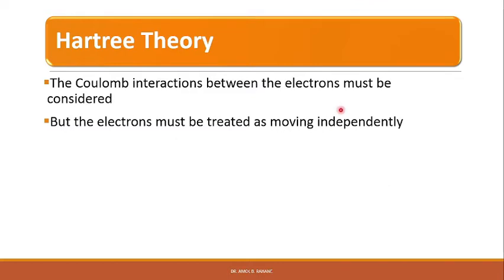A compromise between the requirements is obtained by assuming each electron to move independently in a spherically symmetric net potential V of r, where r is the radial coordinate of the electron with respect to the nucleus. The net potential is the sum of the spherically symmetric attractive Coulomb potential due to the nucleus and a spherically symmetric repulsive potential which represents the average effect of all the repulsive Coulomb interactions between the typical electron and its Z-1 colleagues, that means all other electrons.